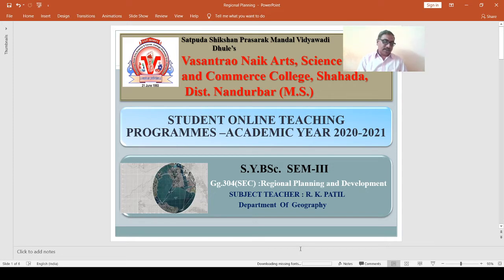The first unit is about the introduction of regional planning and development. Second unit is about choice of regions. Third unit contains theories and models for regional planning. And fourth unit contains measuring of development.